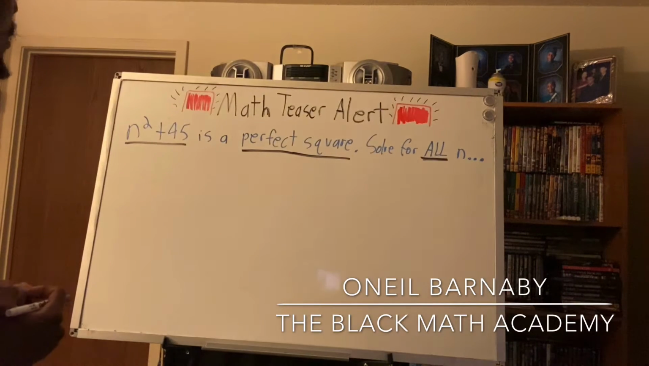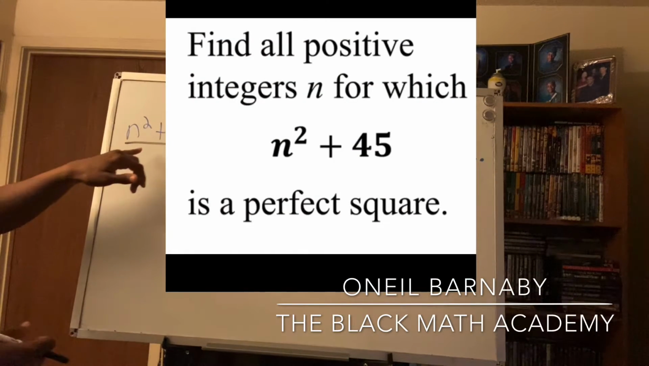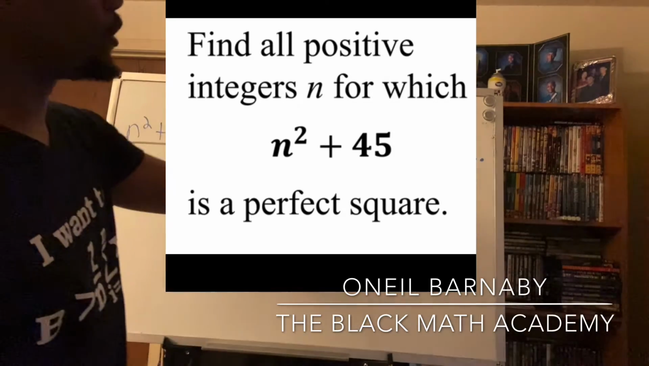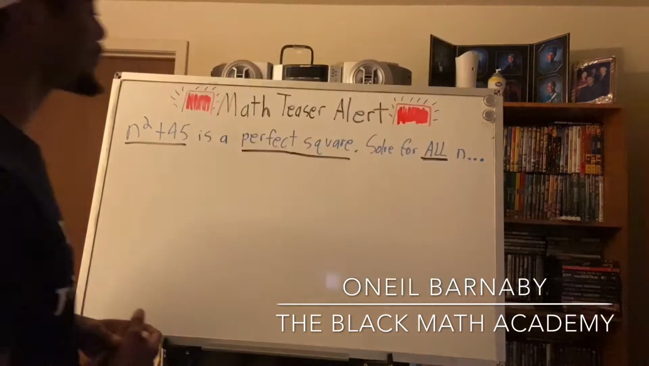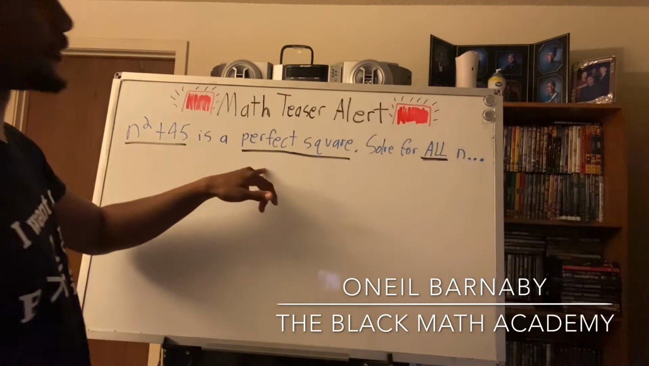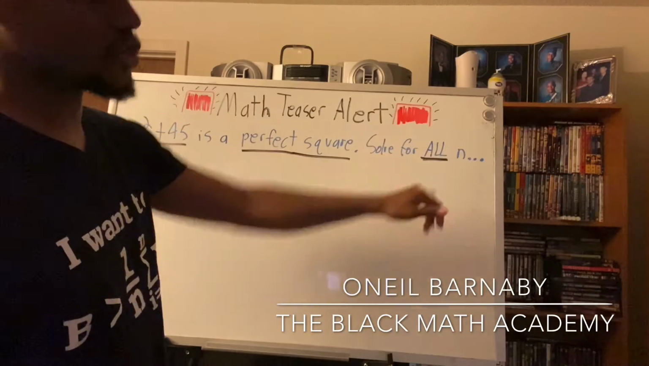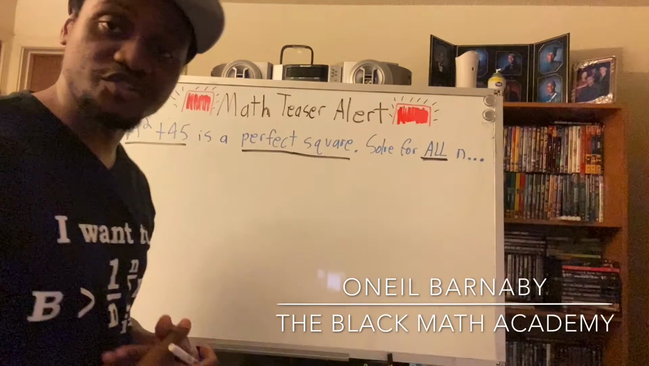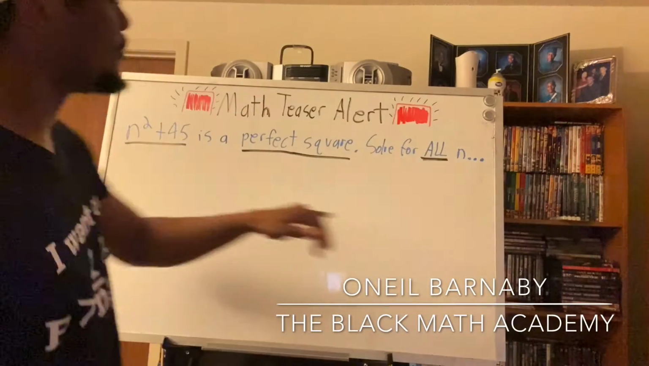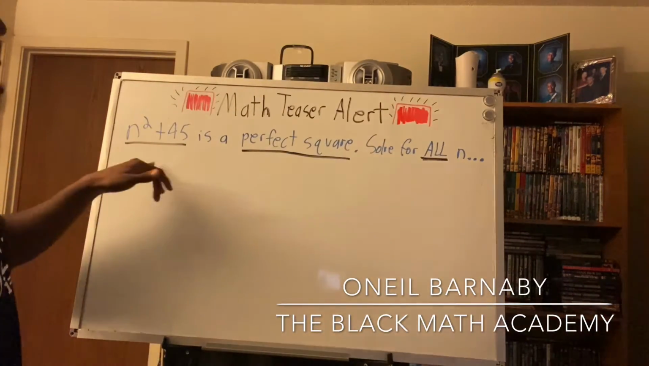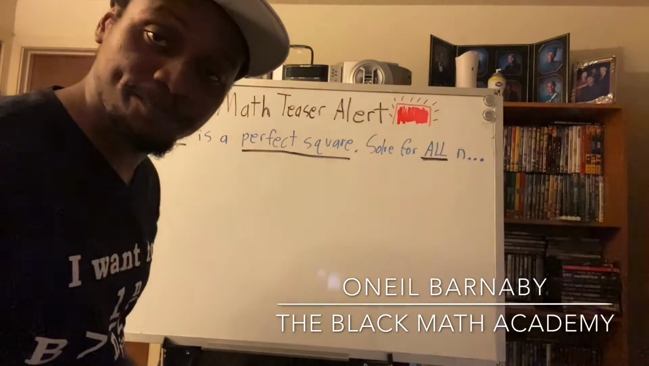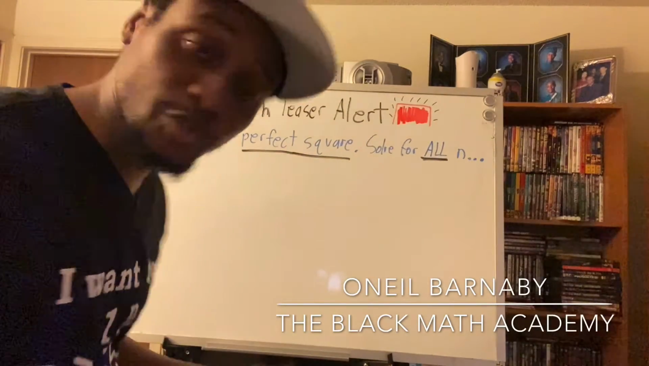All right, so our question reads, n squared plus 45 is a perfect square. Solve for all n. So I underline the things that we need. N squared plus 45 is a perfect square, and the phrase "all." So we want to set up this equation where we're trying to find every single value for n that satisfies this condition where n squared plus 45 is a perfect square. So let's show you how to do it.